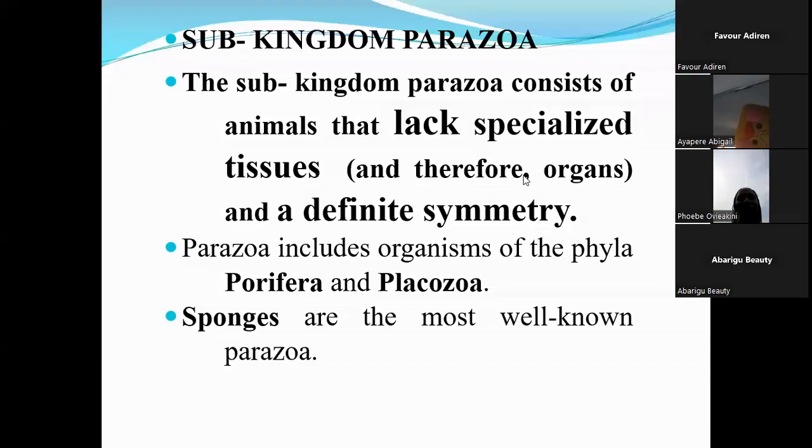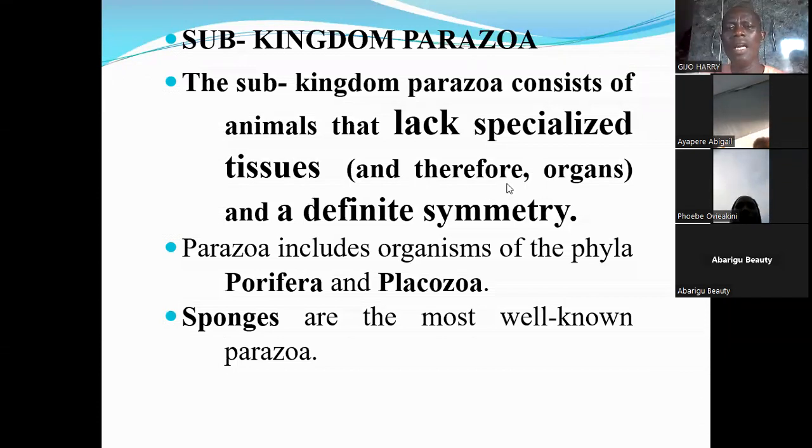Unlike the plants that cannot move from one place to another, the animals can move. All right, and this kingdom Animalia is divided into two subkingdoms, the subkingdom Parazoa and the subkingdom Eumetazoa. So we're discussing now the subkingdom Parazoa, which consists of animals that lack specialized tissues and definite symmetry.